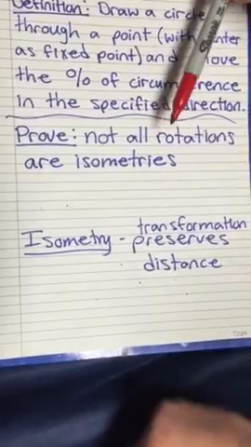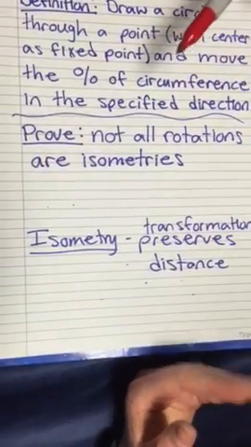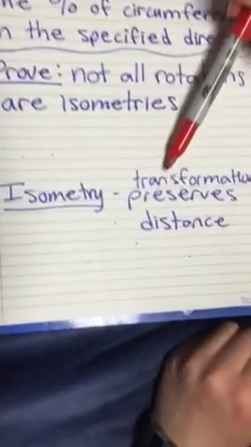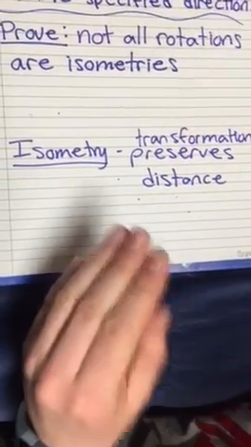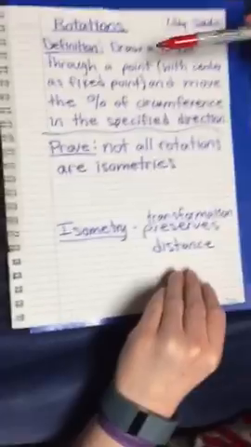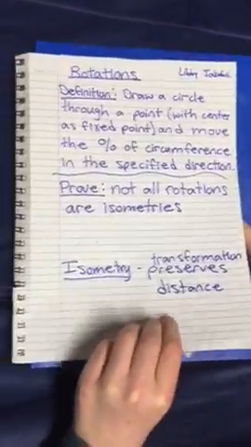As long as we have one exception, then not all rotations are isometries. Let's just remember that isometries are transformations that preserve distance. So the distance has to stay the same in the original and the rotation.